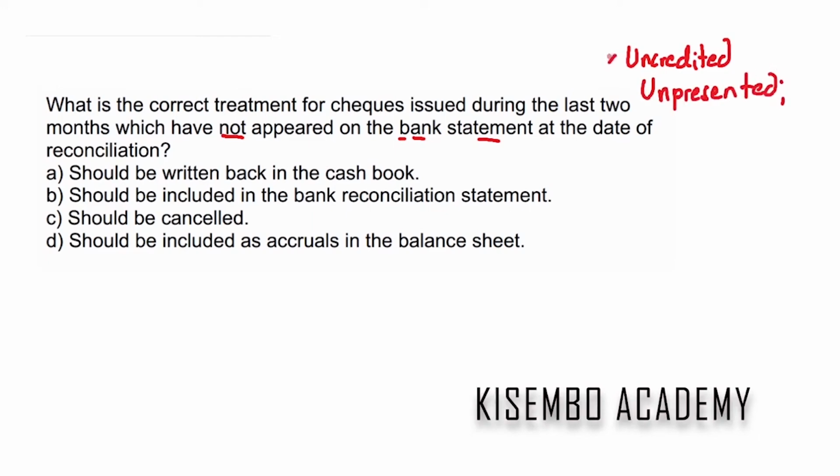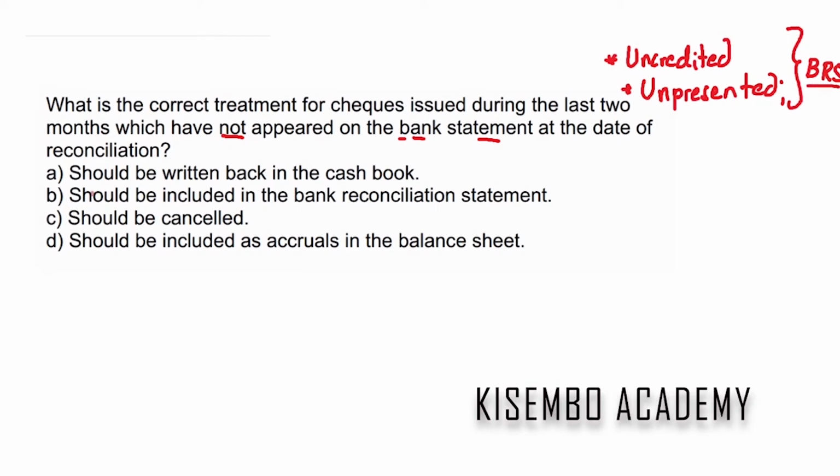Uncredited checks are checks that you have received and given to the bank, but the bank has just not yet credited your account. And unpresented checks are checks that you have issued out to your suppliers or whoever, and they've just not yet deducted the money from your account. Uncredited checks and unpresented checks are handled in the bank reconciliation statement. This is where they are handled.